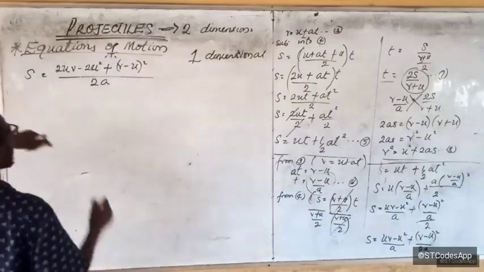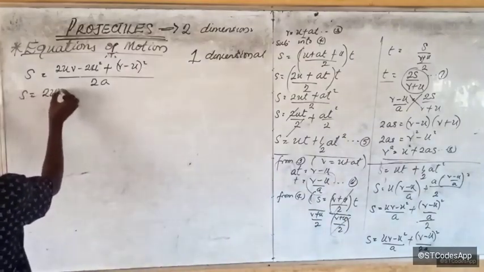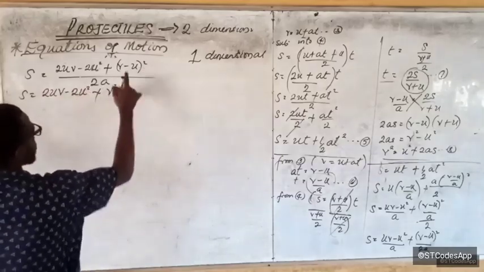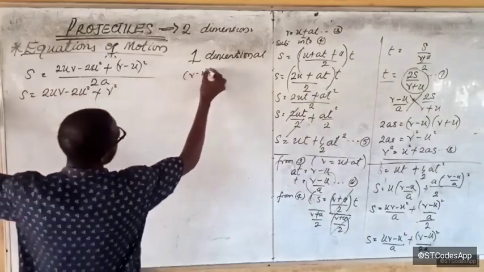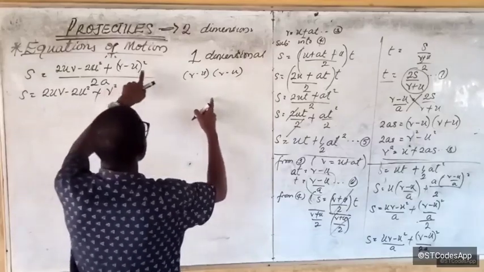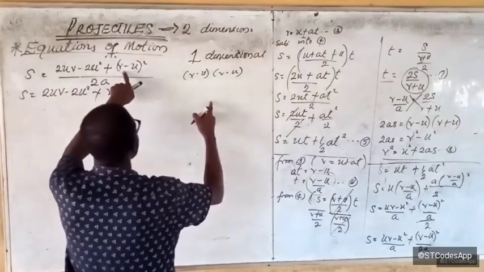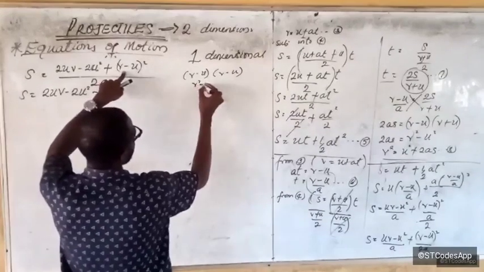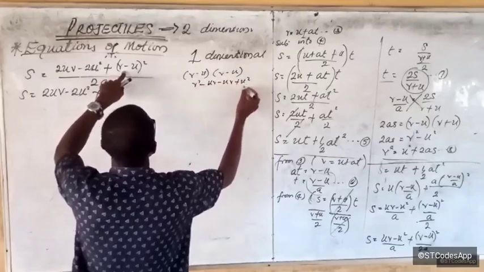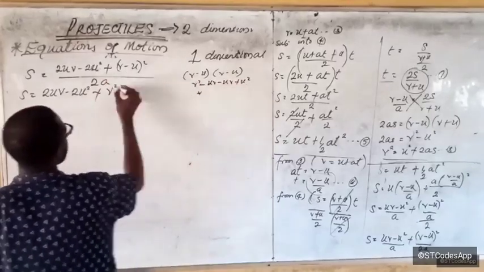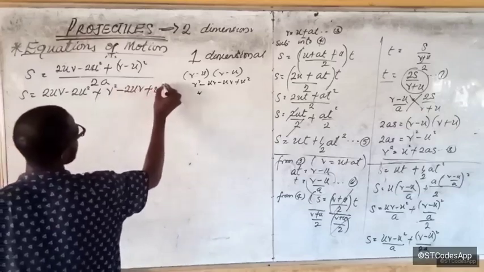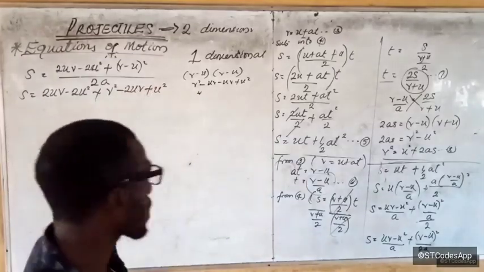Now, let's open this bracket up. We have s will be equal to 2uv minus 2u squared plus this squared. If you decide to open this bracket, you have v minus u. Is that okay? So just square this, and let's try v squared, minus this times this, minus uv plus u squared. Yes. So you are going to have v squared minus 2uv plus u squared. Is that okay?